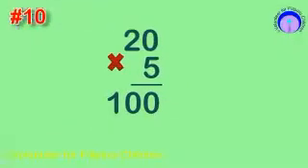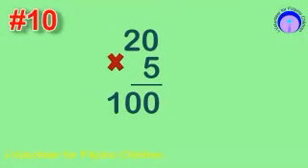Item number 10. Kindly read the sentence twice. "20 times 5 is equal to 100. 20 times 5 is equal to 100." Kindly read.